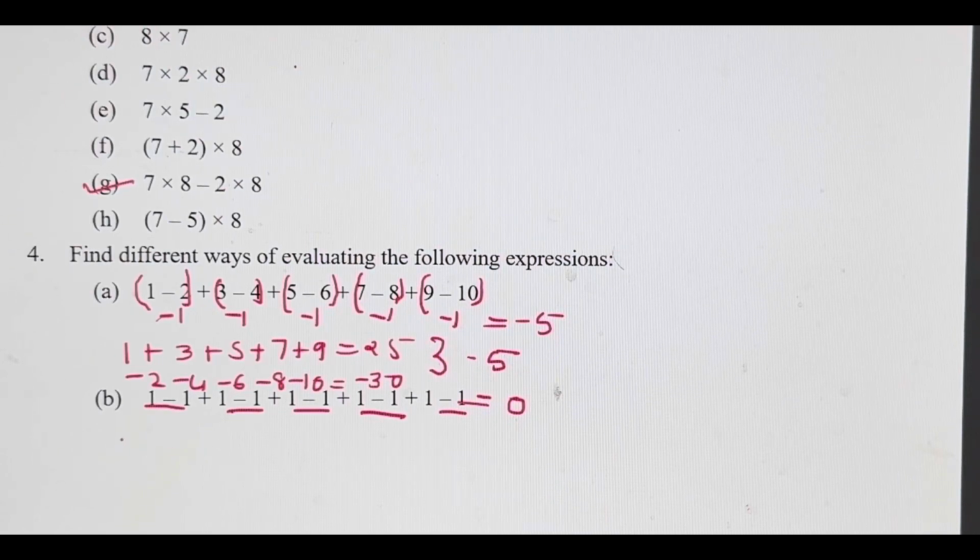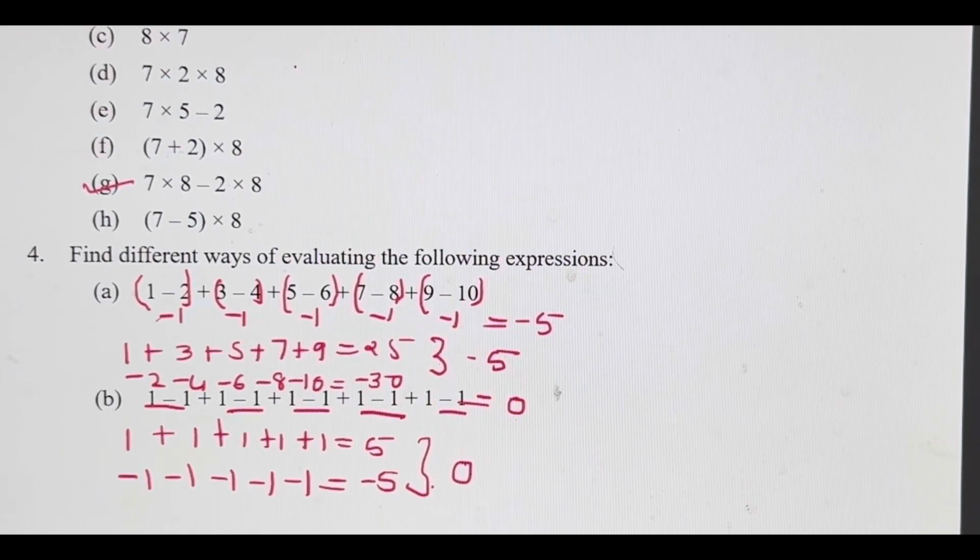Again, if you do all the positives first, there are 5 times 1. So that will give you plus 5, and 5 times minus 1 is also there. That will give you minus 5, and plus 5 minus 5 together will be 0. So these are the two ways in which you can solve both the questions.